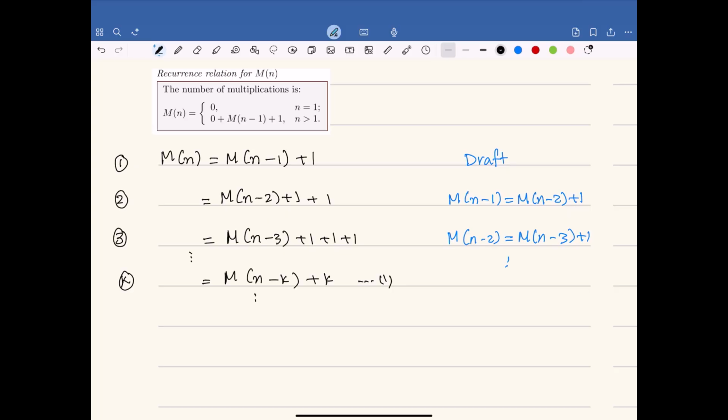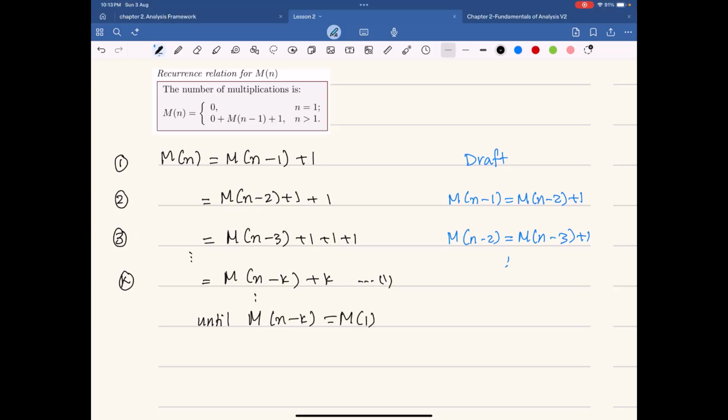then the value of n keeps being subtracted by 1 until it reaches the initial value. So here we say until m of n minus k is equal to m of 1, which is the initial value. By equating the two parameters, n minus k is equal to 1, and from here we have k equal to n minus 1.